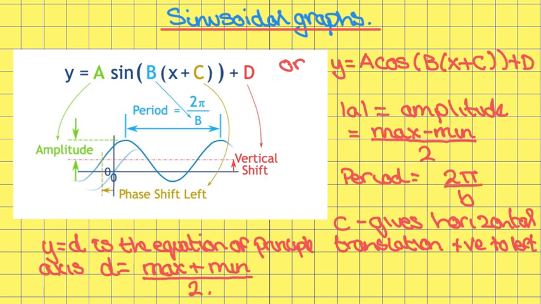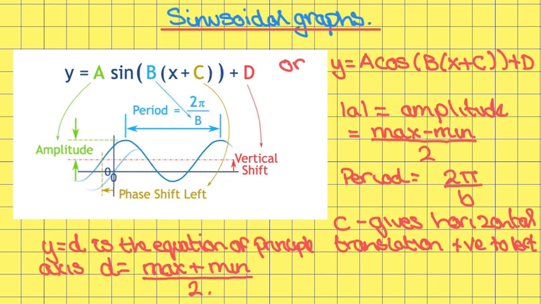In this video, we're going to look at sinusoidal graphs. A sinusoidal graph can be written in one of two ways. It is either written as y equals a sine b brackets x plus c plus d, or y equals a cos b brackets x plus c plus d. And what is a sinusoidal graph? Well, basically, it's just any graph that looks like either a sine curve or a cosine curve.